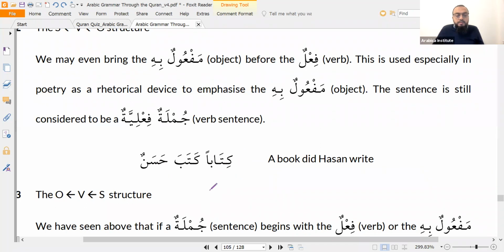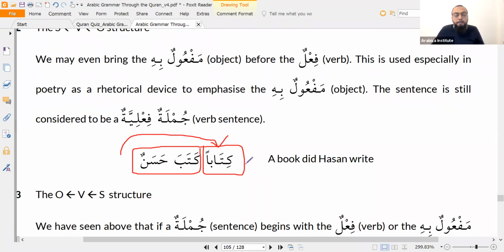I think it's still a verb. Noun. Verbs. This is the situation when, even though you started with a noun, this is not really part of your sentence. Remember that? When I told you the maf'ulun bihi is not part of your jumla. It's outside your jumla. It's an extra bit of information, because the basic jumla is kataba Hasanun. So this is still a noun sentence. The jumla is still a jumla ismiya. The kitaban is just the maf'ulun bihi, which has been brought to the beginning.